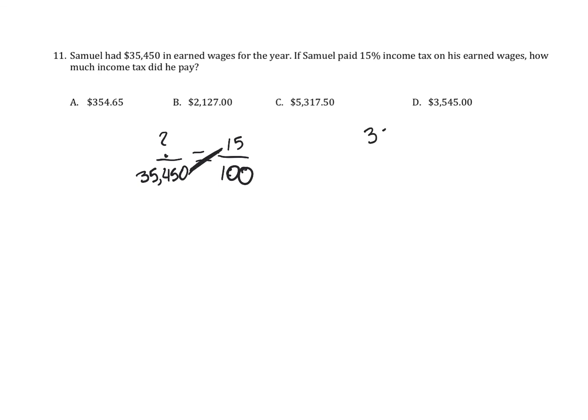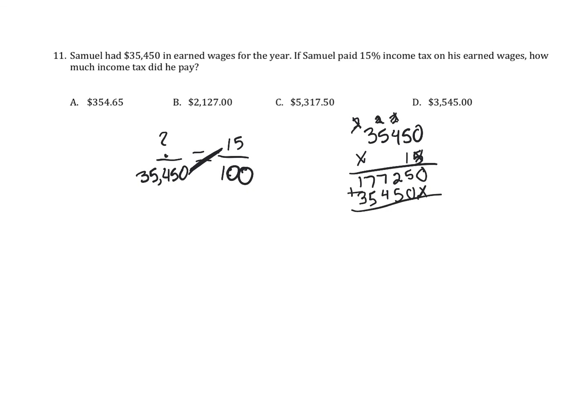So we're going to do 35,450 multiplied by 15. 5 times 0 is 0, 5 times 5 is 25, carry the 2. 5 times 4 is 20, plus 2 is 22, carry the 2. 5 times 5 is 25, plus 2 is 27, carry the 2. 5 times 3 is 15, plus 2 is 17. We're done with that, so I'm going to cross out everything associated with it. I'm going to add an x for place value. Now, 1 times 0 is 0. 1 times 5 is 5. 1 times 4 is 4. 1 times 5 is 5. And 1 times 3 is 3.